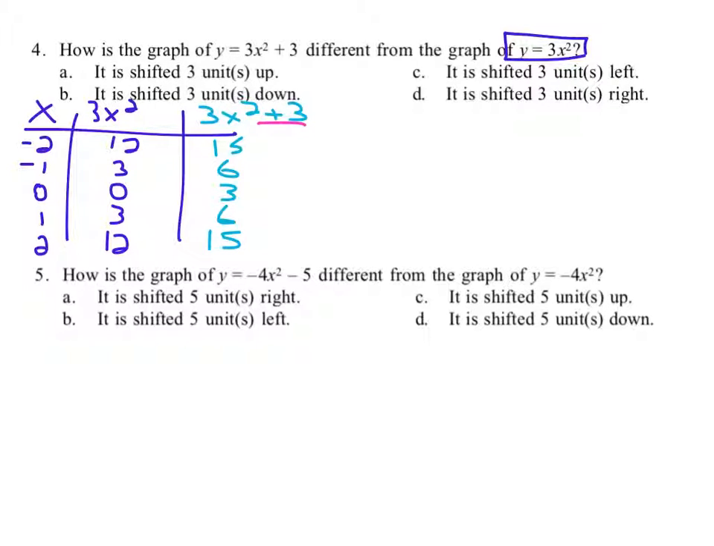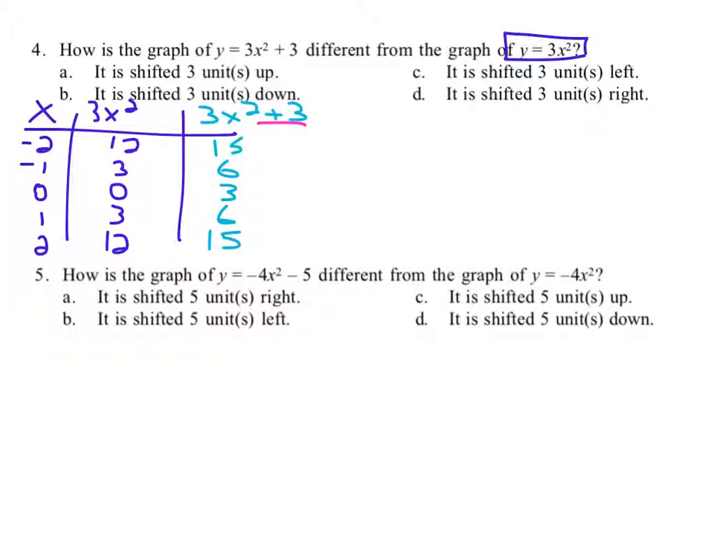And this happens over and over again. Whatever this point is, -1 comma 3, that's 3 units above the x-axis. You go up 3. This point's going to be 3 higher than that. So this point will be 3 higher than this. This point will be 3 higher. This point will be 3 higher. Every point will be 3 higher than what it would be if we didn't have that plus 3 at the end, if we just had 3x squared.